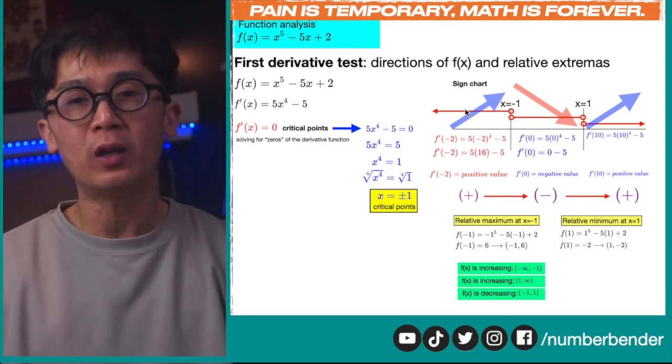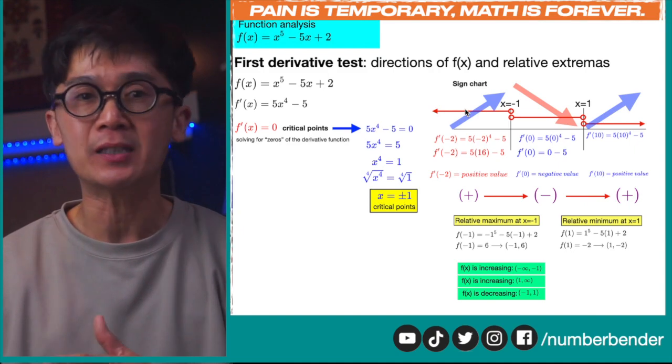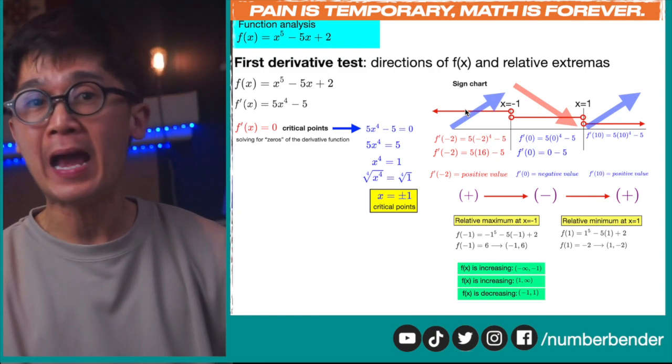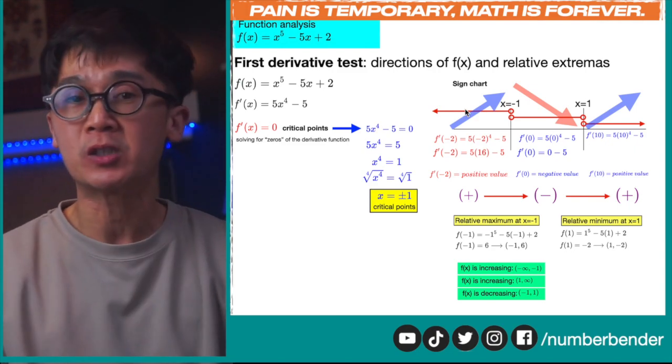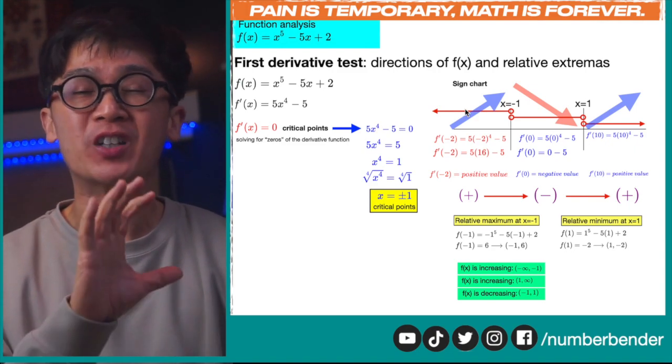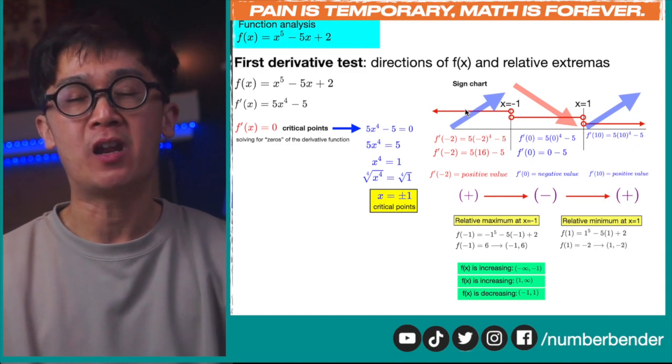So this is our full analysis for the first derivative test, but this is not yet our full analysis for our specific function, which is x to the 5th minus 5x plus 2, because we're still missing the concavity and the point of inflection of our function.